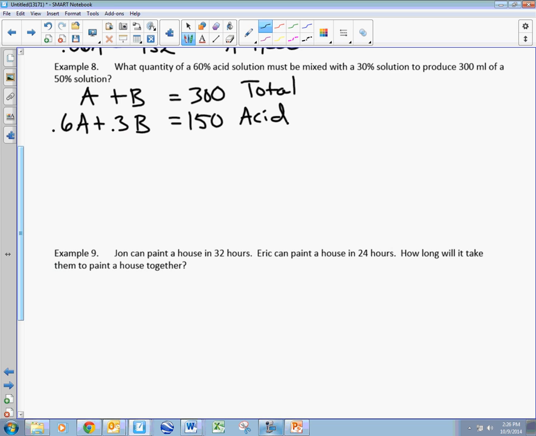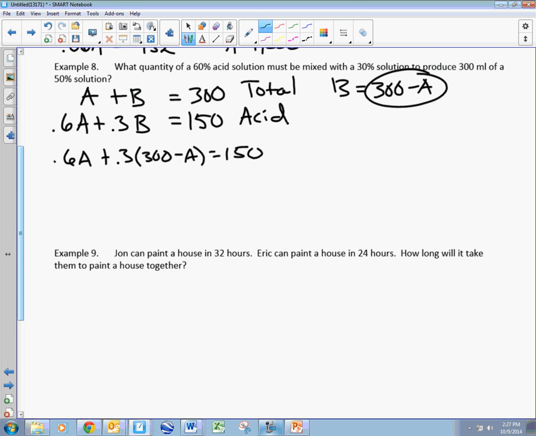We're going to use substitution again. This would be a great problem for elimination, too. B is equal to 300 minus A. Take it, plug it in. 0.6A plus 0.3 times (300 minus A) is equal to 150. What's 0.3 times 300?